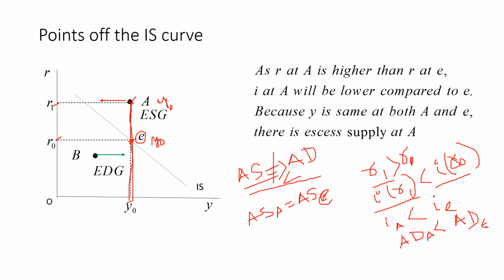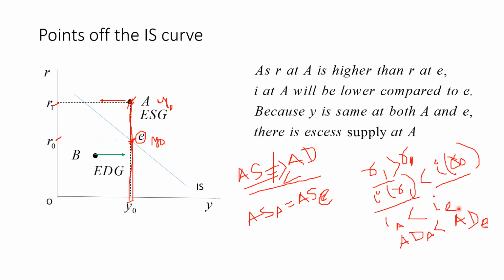So how are we explaining this? This is pretty simple. We are comparing point A with point E. If you compare them, what are you getting? At E your rate of interest is R0, at A your rate of interest is R1, because at A your rate of interest is higher, and therefore at A your investment is going to be smaller.